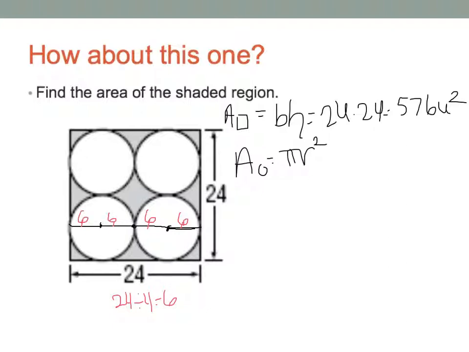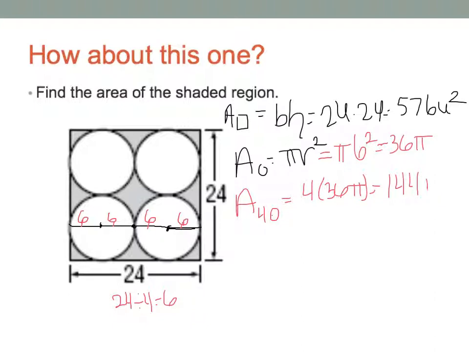So let's find the area of one circle, pi r squared. It's going to be pi times 6 squared, and I get 36 pi. Now that's the area for one circle. I need to subtract the area of 4 circles. So I'm going to do 4 times 36 pi, and that's going to leave me with 144 pi.